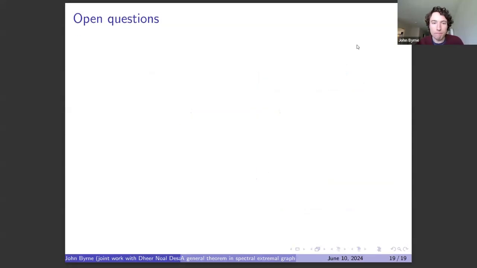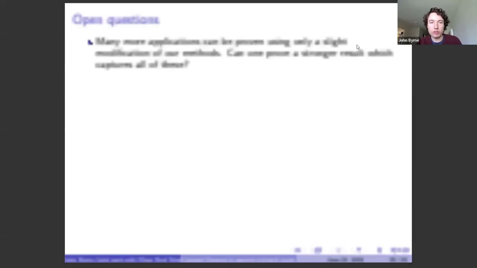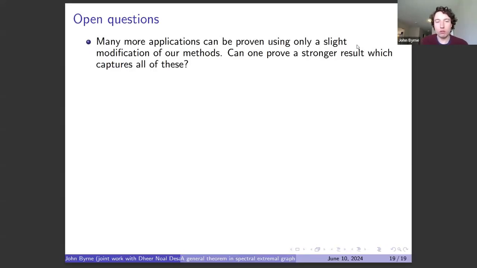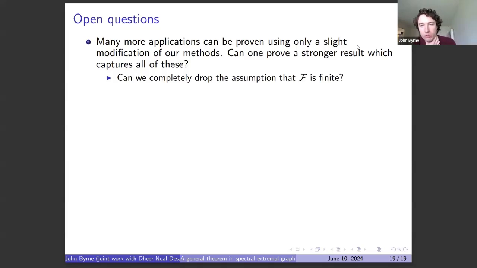So let me conclude with some open questions. We found that our methods can be applied with very slight modifications to many other extremal families. Sometimes there's only one or two lemmas that need to be modified in order to widen the range of applications that we can get. So maybe there's some more general theorem which would capture all the applications that we've listed and others.